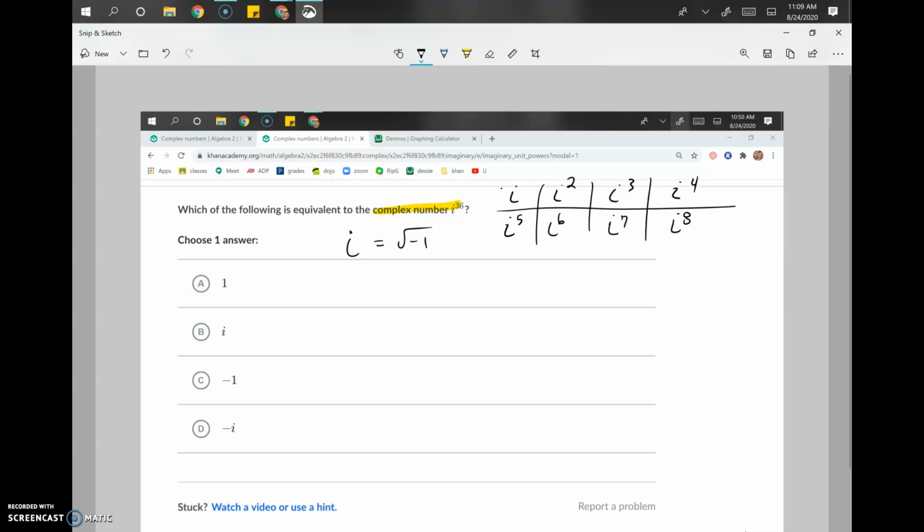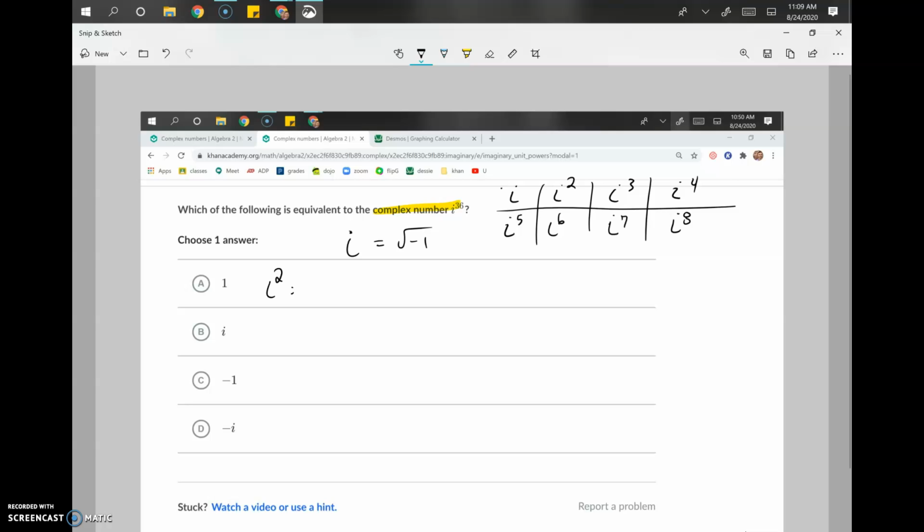And then again, if I was to continue the pattern, i to the ninth would be the same thing as i to the fifth, which is the same thing as i. So there's a pattern here. I want you to understand the pattern. So we know that i is the square root of -1. So let's consider what i squared is.